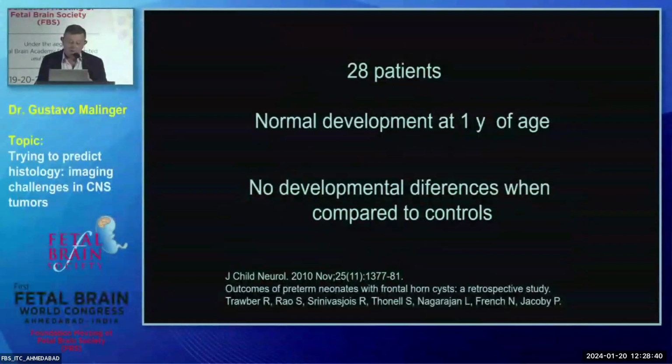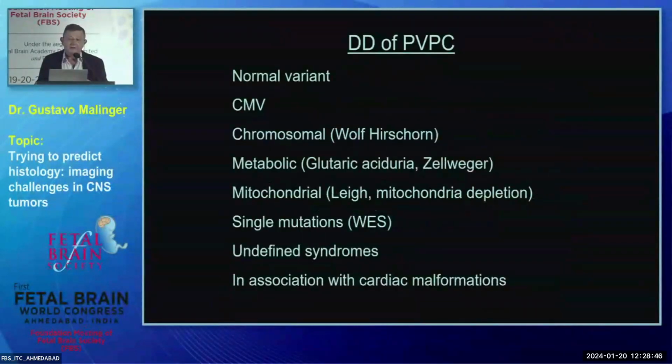There are other papers, also in children, showing that there are no developmental differences between those that have cysts and those that don't. But the differential diagnosis of periventricular pseudocysts is quite big. Many times they can be associated with CMV. This is the most common pathology, but actually the normal variants are much more common.